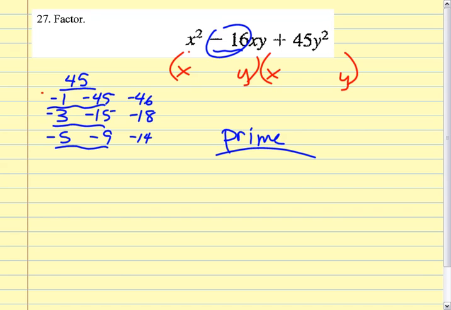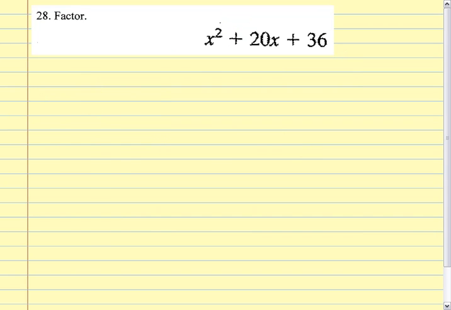Okay? So we don't get negative 16. We get negative 14. We get negative 18. We get negative 46, but we needed negative 16. All right? So that one's definitely prime. Let's see if we can look at one more before we go. Okay? Oh, yeah. Here we go.